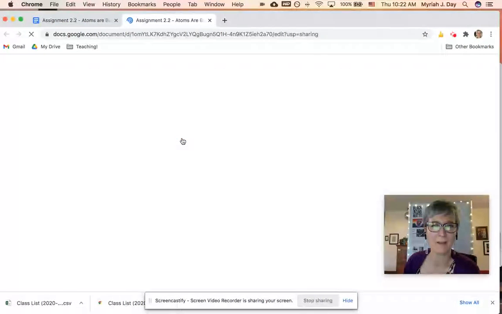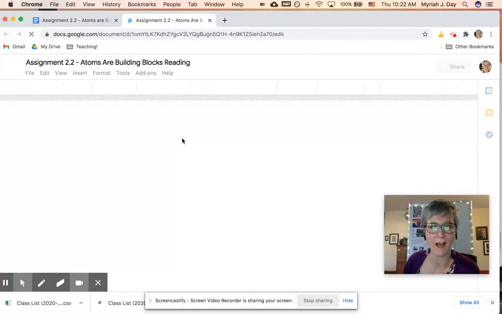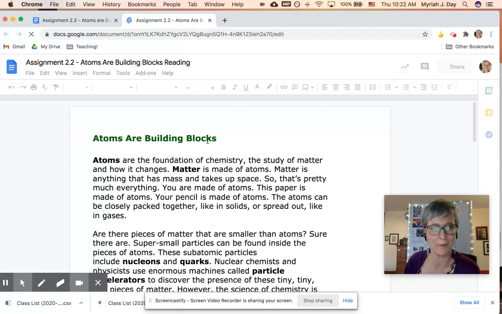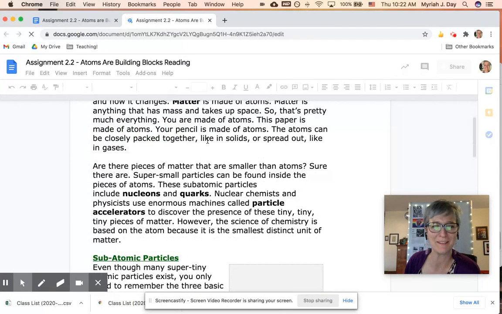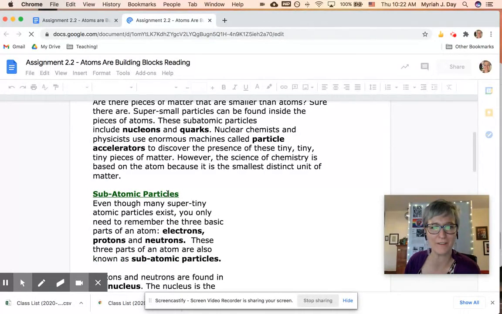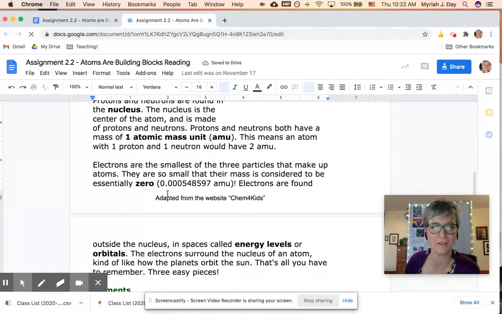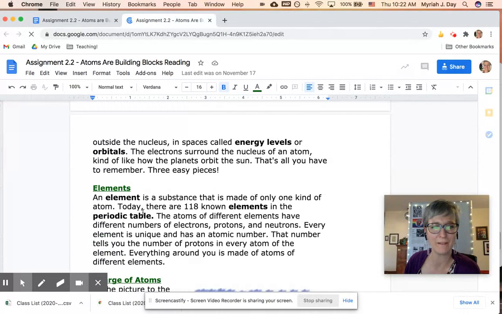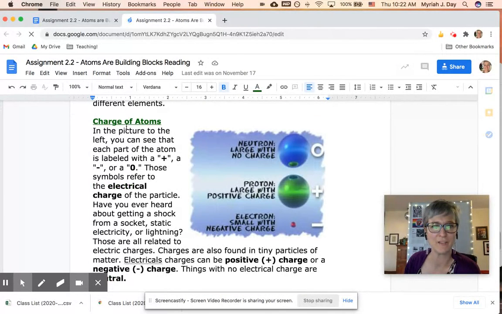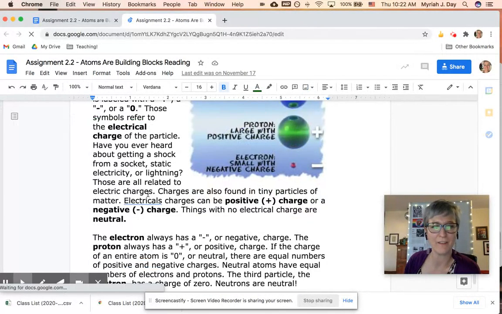So here we have the atoms are building blocks. All of the subheadings are: atoms are building blocks, subatomic particles, elements, and charge of atoms. It's a pre-reading strategy to go through a reading. And that's all there is for this reading.